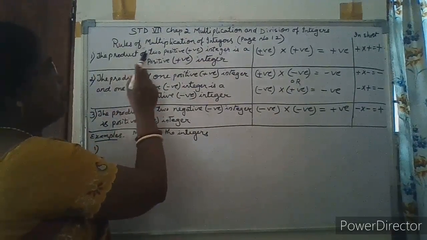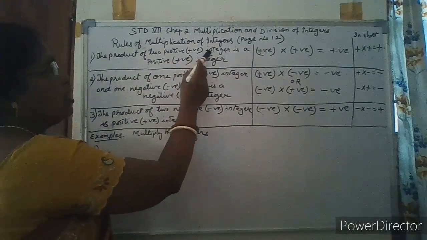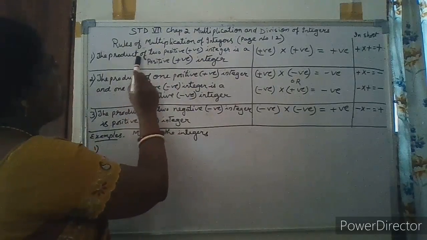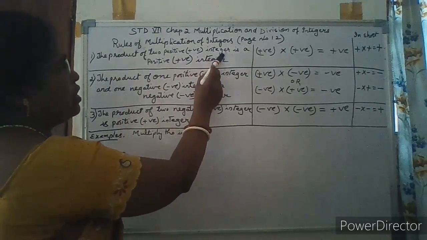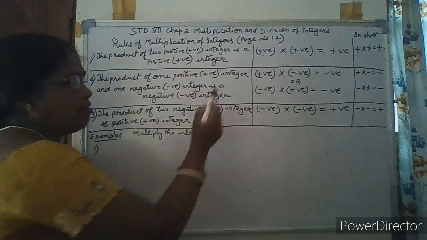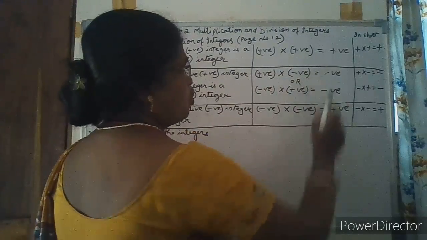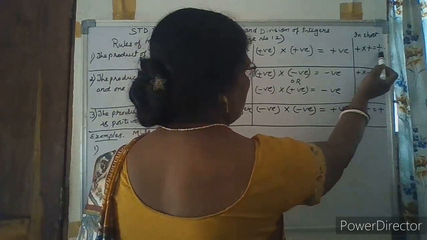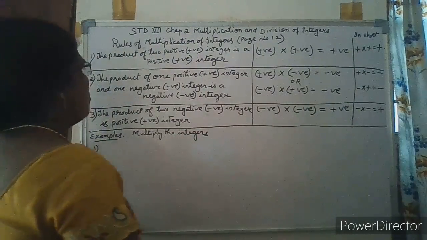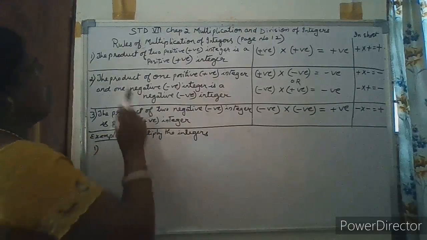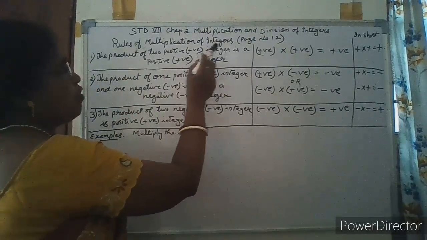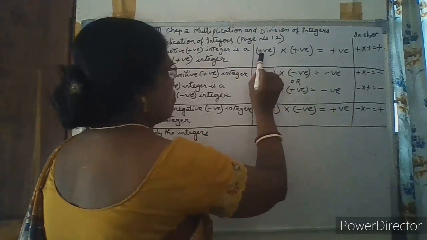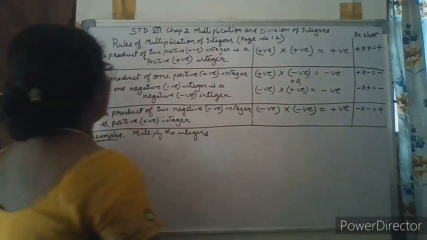First rule: the product of two positive integers is a positive integer. That is, positive into positive is equal to positive. In short, I had given you in 6th standard, plus into plus is equal to plus. This is the first rule: plus into plus equal to plus, or positive into positive is equal to positive.